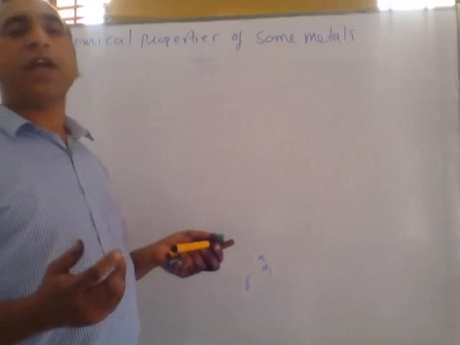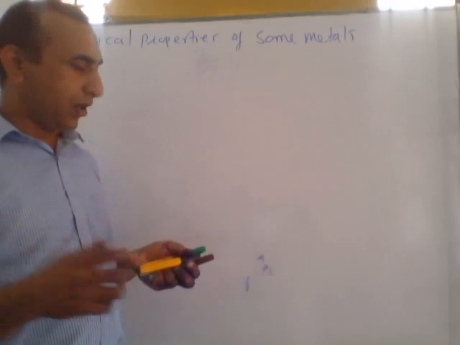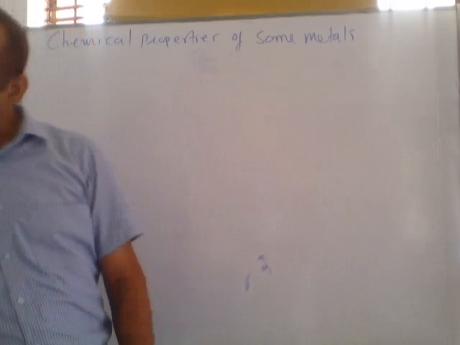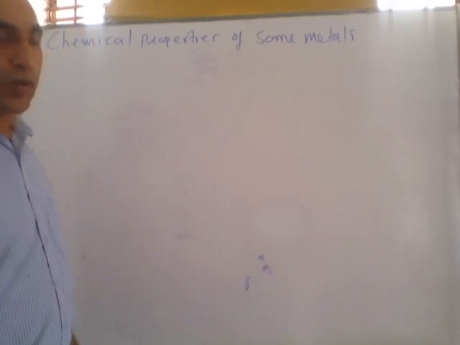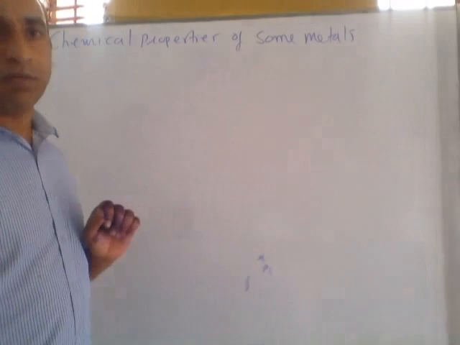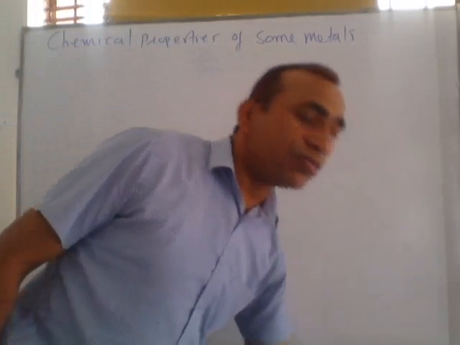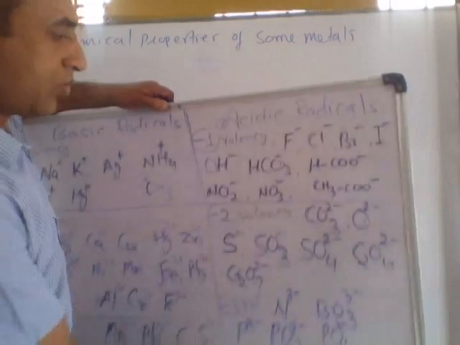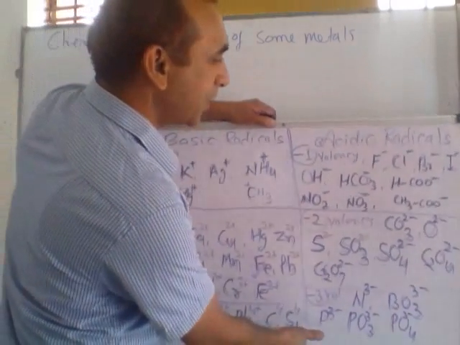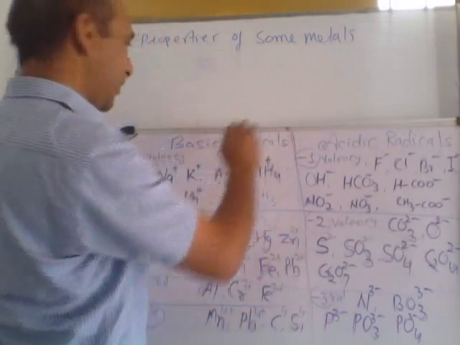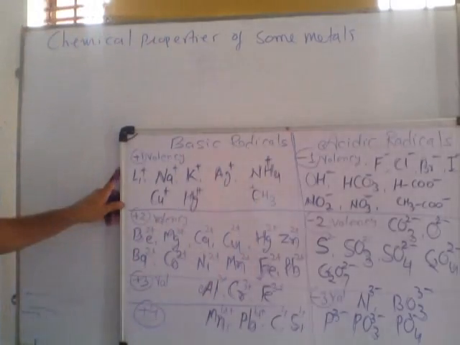Today we will learn the chemical properties of some metals. When some metals react with acid, base or any compound, some new compounds are formed. To know the formula of the new compound, we should know the meaning and formulas of some radicals. So there are some acidic and basic radicals. Quickly I am revising before starting the topic.